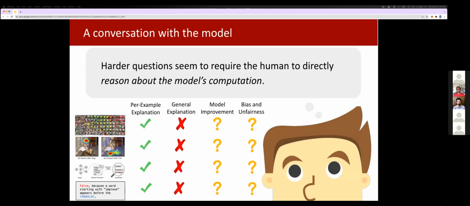In other words, I don't really just care about why a model got a single example wrong. Being a human in the loop, or working with models in practice, I really want to sanity check the model's actual computation and make sure it passes my own bar before I deploy it into the real world.